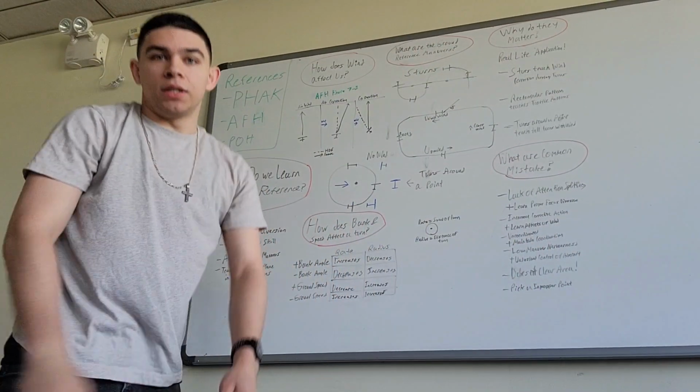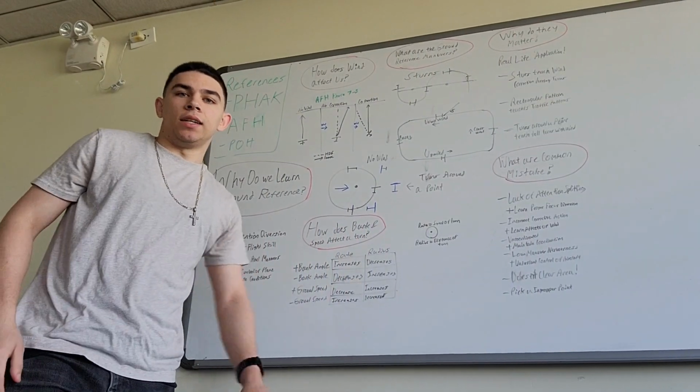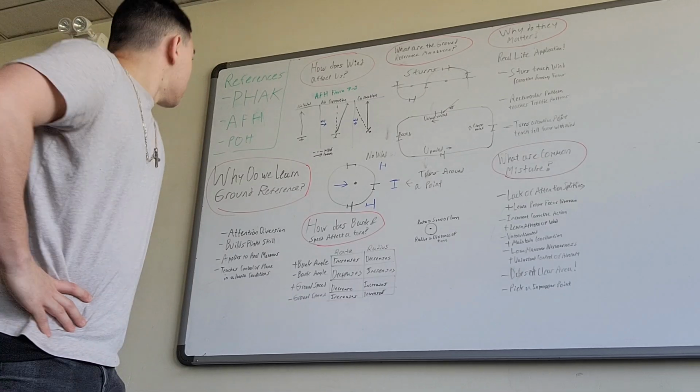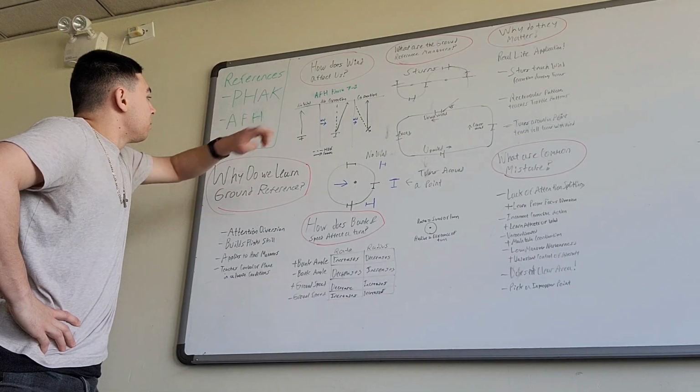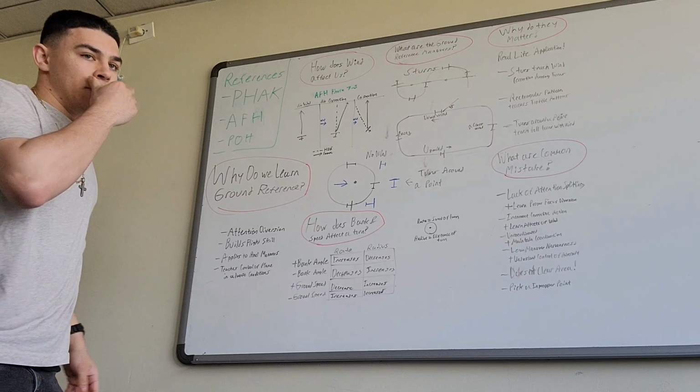All right, hello everybody. For today's lesson, we're going to be going over Task E, Ground Reference Maneuvers. For the references for today, we're going to be using the PHAK, the Airplane Flying Handbook, and then our POH just to get the maneuvering speeds.